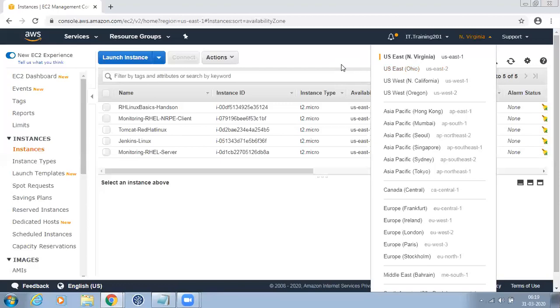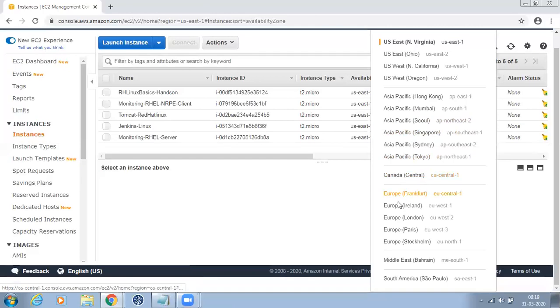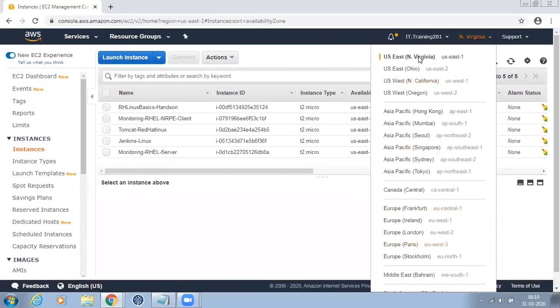Okay, so every region, these are called regions. In US East we have 2, in West we have 2. Similarly, in Asia Pacific we have 6: Hong Kong, Mumbai in India, Seoul, Singapore, Sydney, Tokyo. In Canada we have 1 in Central, in Europe we have 5, Middle East 1, South America 1. Likewise, across the globe they have their regions in these different locations.